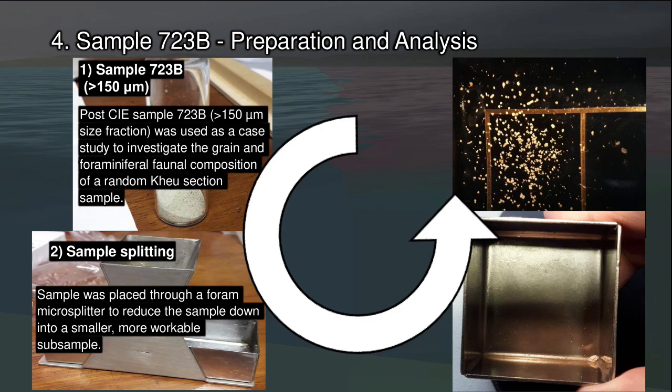We first put the sample through a micro splitter, and the main purpose of this was to reduce the sample down to a smaller, more workable subsample, which was representative of the whole.